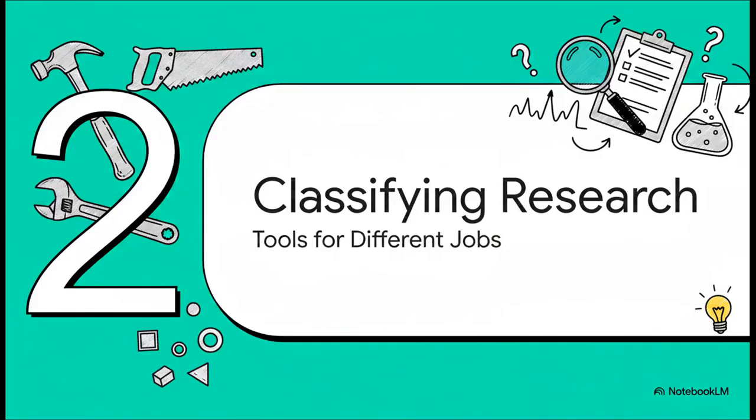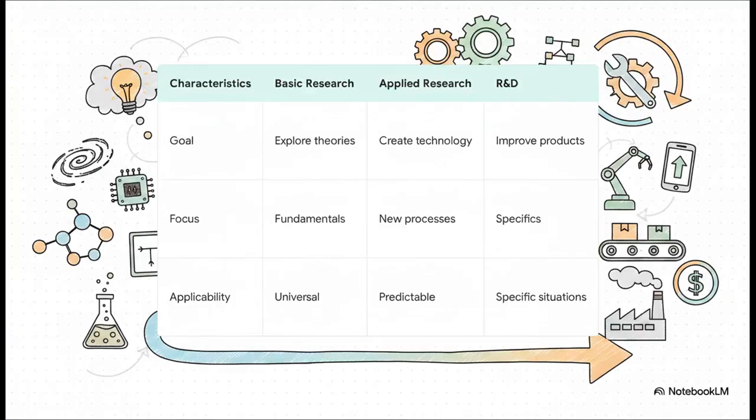Section 2. Classifying research types. Tools for different jobs. You know, a builder doesn't use a hammer for every single task, right? In the same way, researchers don't use the exact same approach for every problem. Now, what's really interesting about this slide is the clear evolution from abstract theory all the way to direct commercial value. Basic research explores universal theories in a lab setting.